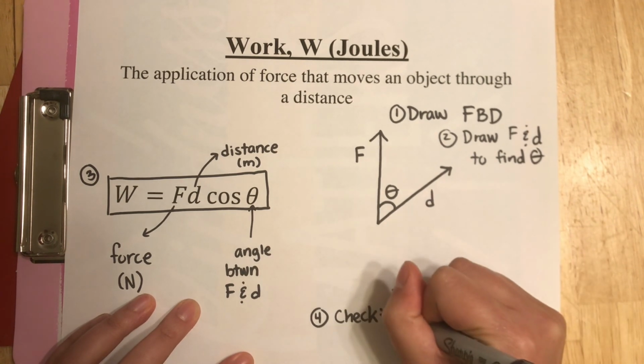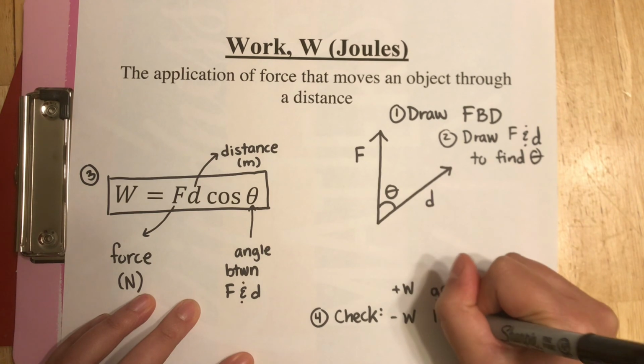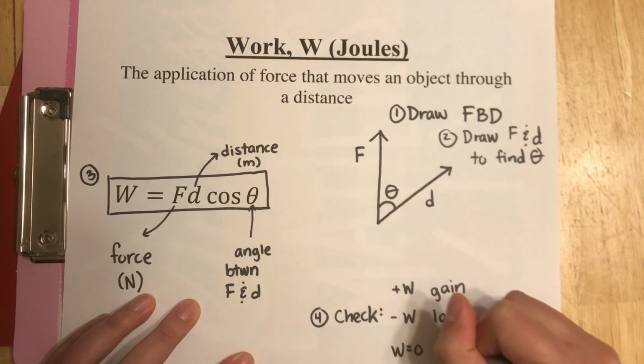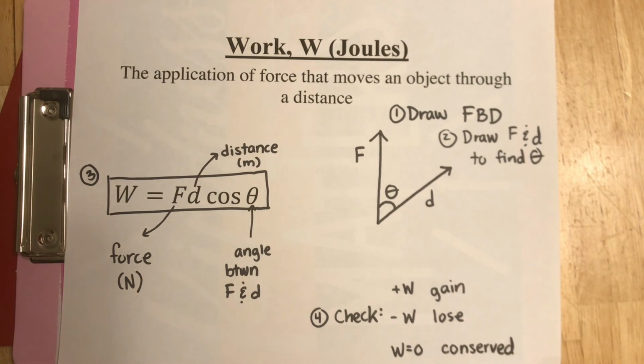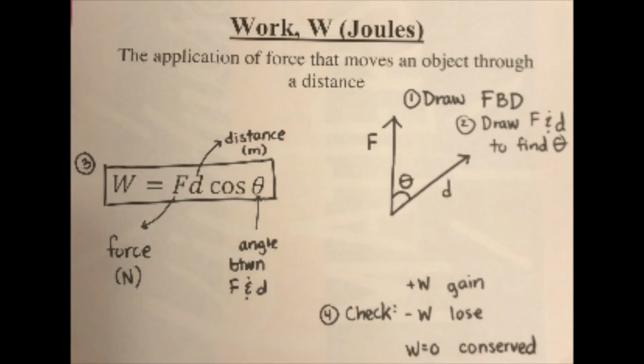Finally, when you reach the end of a problem, double check to yourself, does it make sense that this force has done positive work? If it did positive work, is it gaining energy in the system? It should be. Negative work should lose energy, and if work is 0, that means that force does not change the energy of the system, and it could be that the total energy of the system is conserved.